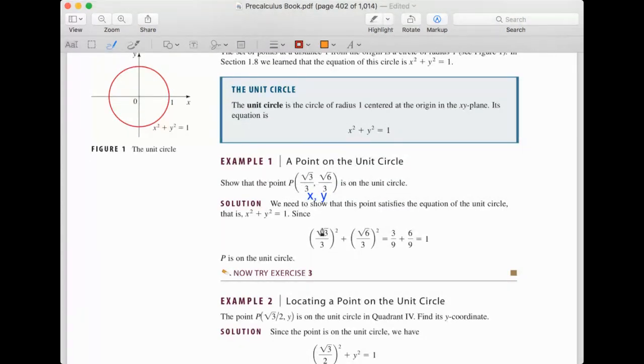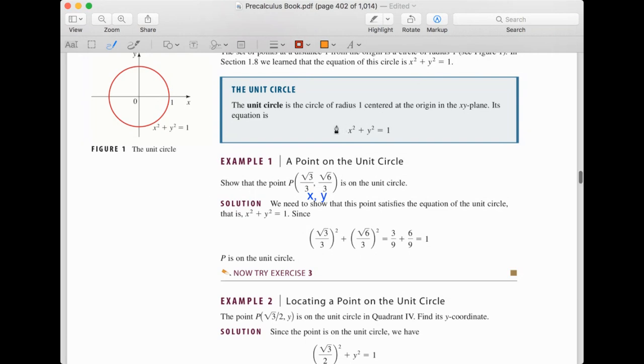So let's put in root 3 over 3 squared plus root 6 over 3 squared. Root 3 squared, that's 3. Now, 3 squared is 9, so I have 3 over 9. Root 6 squared, that's 6, and 3 squared is 9, so I have 3 over 9 plus 6 over 9. We have a common denominator of 9. 3 plus 6, indeed 9. So I have 9 over 9, which is 1. So perfect. That means this point is indeed on the unit circle.